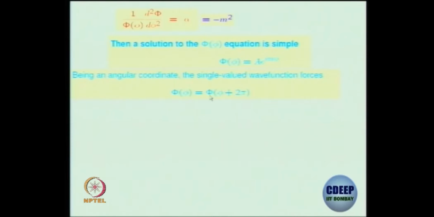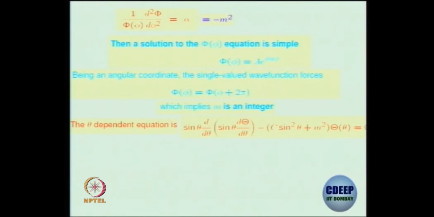So this is what I am saying, that the single valued wave function, the phi dependent piece, has to satisfy this, which implies m is an integer. And then we get to the theta dependent equation, substituting that constant alpha which will be there, and this is the equation to solve. You can see that the capital Theta wave function will be dependent on the value of m also. This equation has this m.